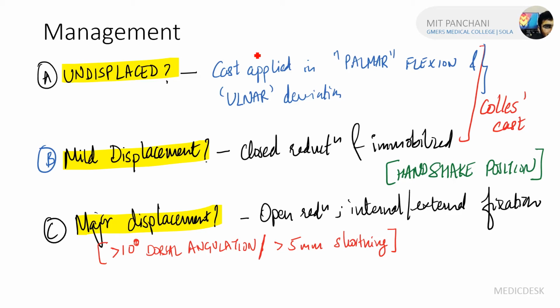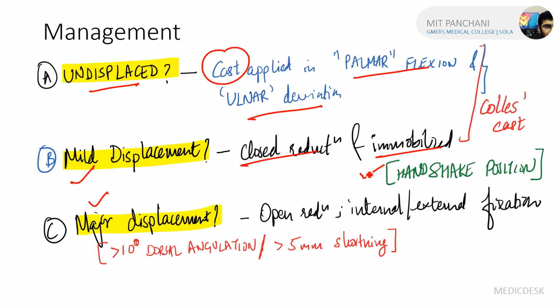Now talking about the management. Management depends upon displacement. So if it is not displaced, then the cast is applied in palmar flexion and ulnar deviation. Now to understand this, I have given the photo in the next slide. But before going to the next slide, we will talk about the mild and the major displacement. For mild displacement, we have to do closed reduction and immobilize by the Colles cast. And it is given in handshake position, which you will appreciate in the next slide.